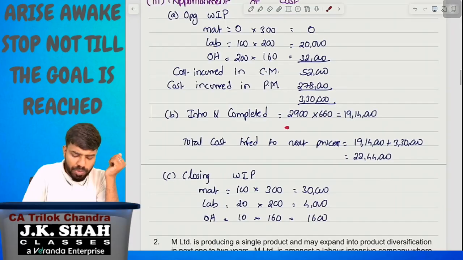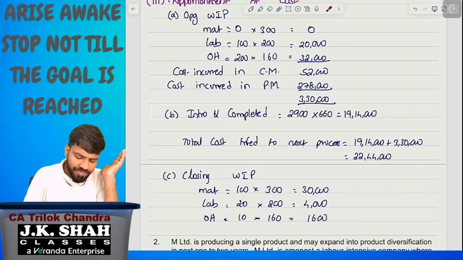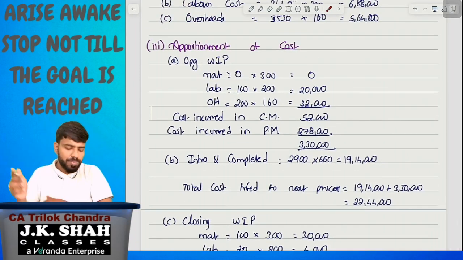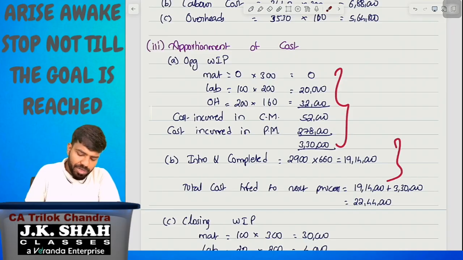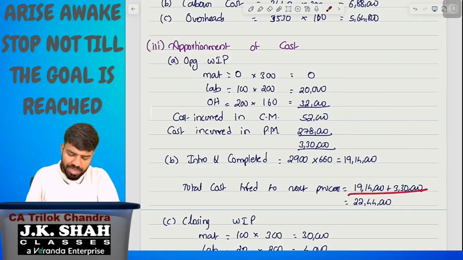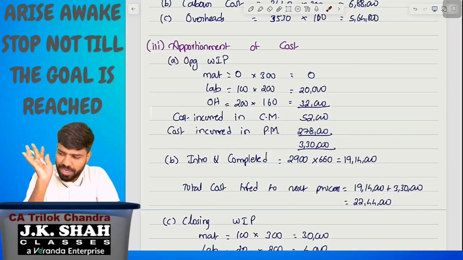Introduced and completed 2,900 units at the rate of 660, 19,14,000. And then total cost transferred to next process. See, how many units we transfer to next process means opening completed, introduced and completed. Both will be transferred to the next process. Together comes to 22,44,000. All of you clear about this?